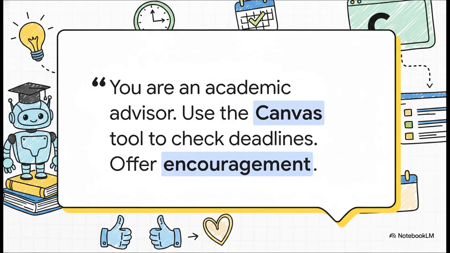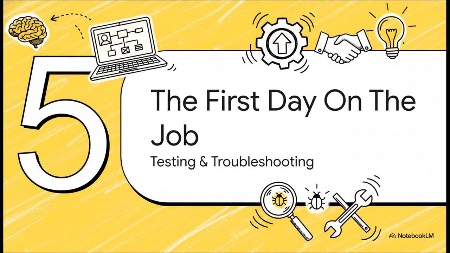And here's where it gets really powerful. You can combine that job description, that system prompt, with the tools. Just imagine telling your agent, you're an encouraging academic advisor. Use the Canvas tool to check deadlines. All of a sudden, it's not just pulling data, it's giving personalized support. That's a game changer.